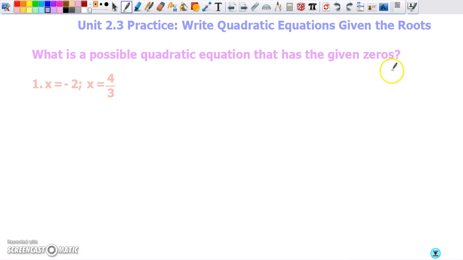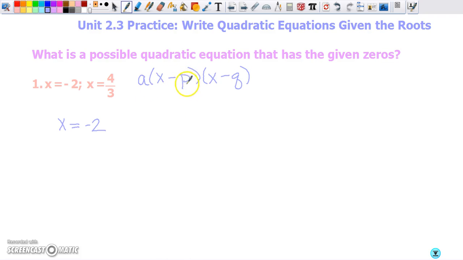Okay, so now I'm going to give you these zeros, and we're going to talk about how to find the equation. It's really easy if you follow the same steps every single time. So if I start with this first equation right here, x equals -2, what I need to do is get these set equal to 0. You want to have them in the form x minus p times x minus q. And remember that from our intercept form from the last lesson that we did, right?